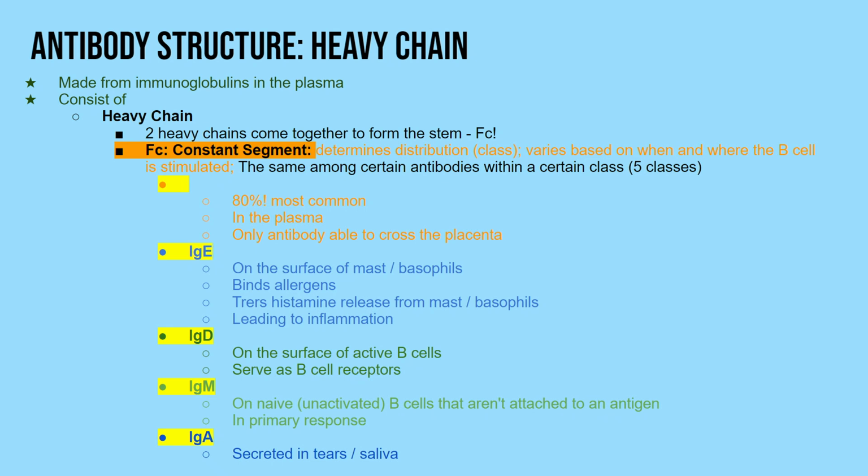And then there are 5 classes, and it looks like the first one got erased. But I missed that one. But then there's IgE, IgD, IgM, and IgA. So those are just different classes of the stem based on where the antibody is produced.